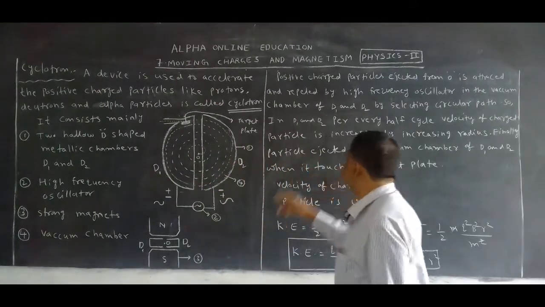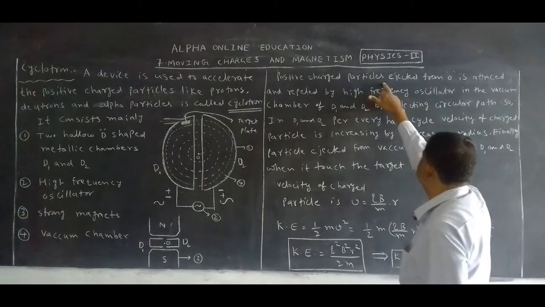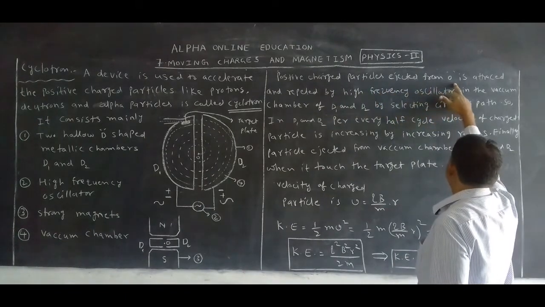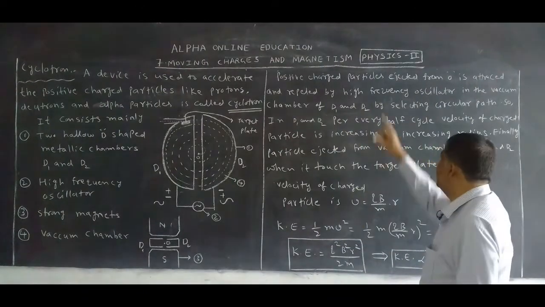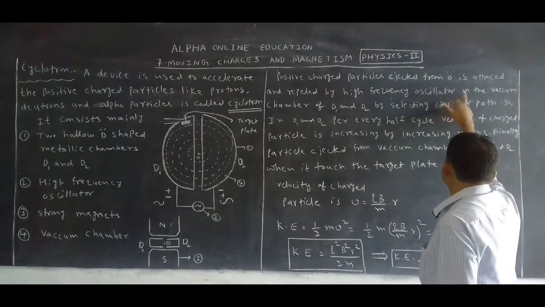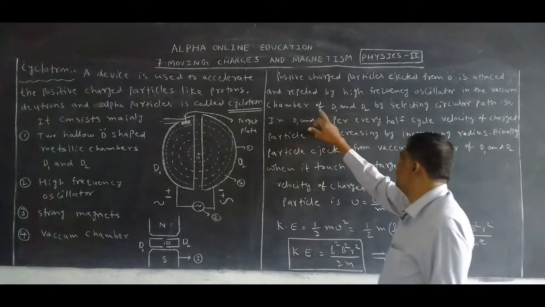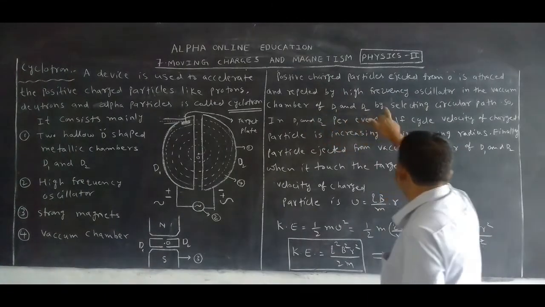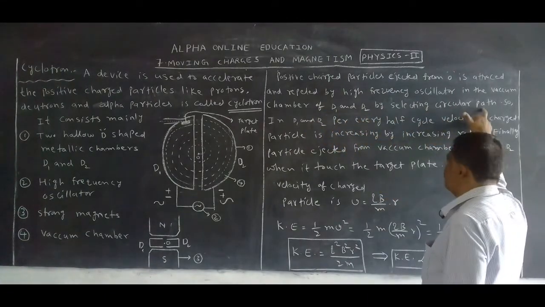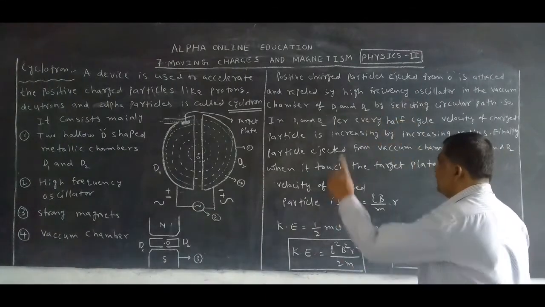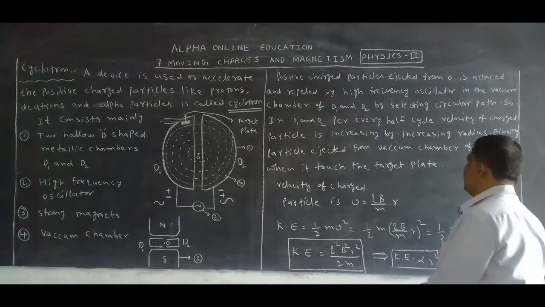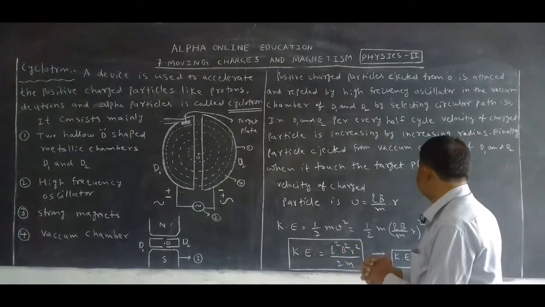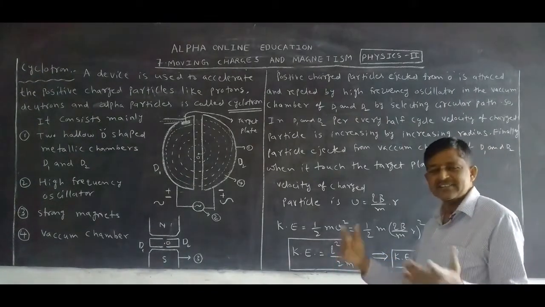So positive charged particles ejected from O are attracted and repelled by the high frequency oscillator in the vacuum chambers of D1 and D2 by selecting a circular path. So in D1 and D2, per every half cycle, the velocity of the charged particle is increasing by increasing the radius.